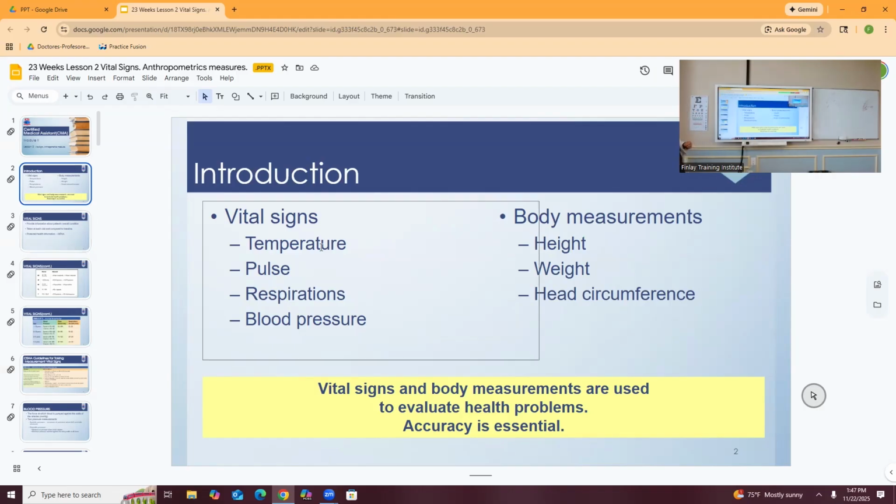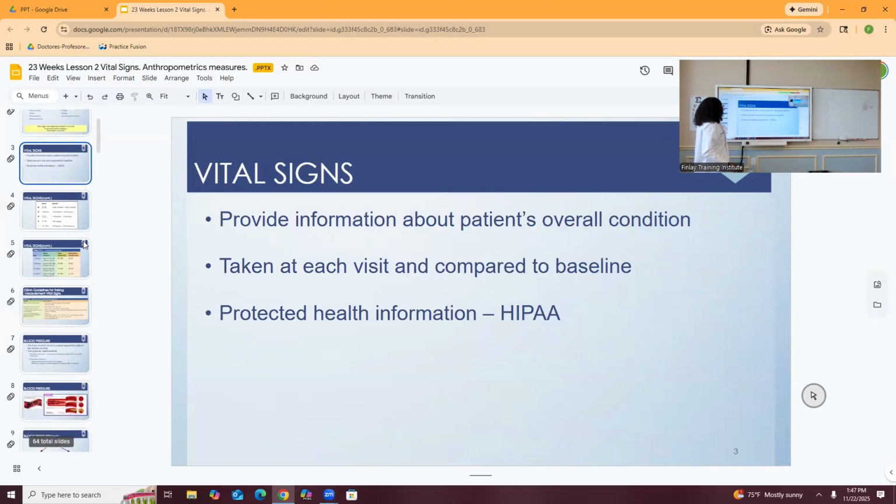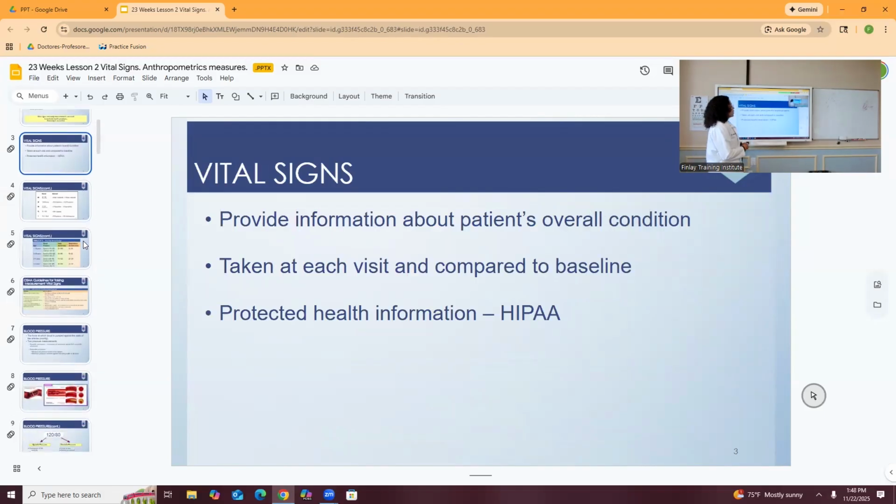These measurements are going to help us to evaluate any health problem that the patient has. In combination, vital signs and body measurements give us an idea of what can be happening to the patient and can help to complement the diagnosis. The vital signs are going to provide us the patient's overall condition.